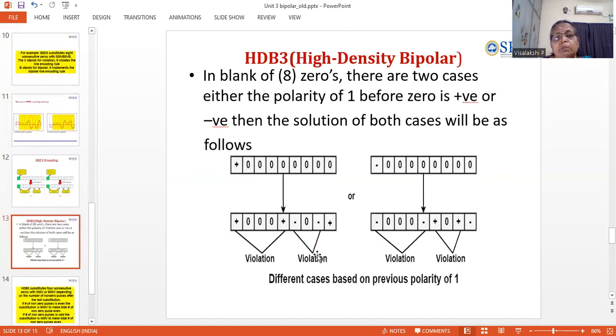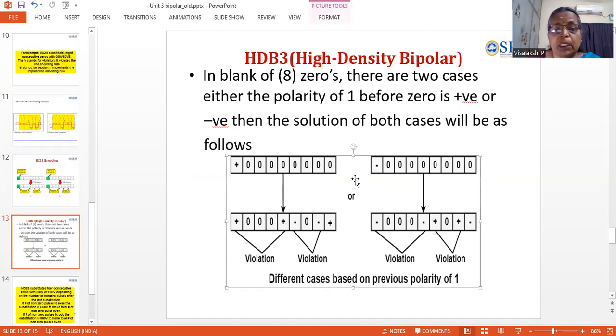Let us take HDB3. HDB3 is the high density bipolar. In a block of 8 zeros, there are two cases, either the polarity of the 1 before the zeros is positive or negative, and then the solution for both cases will be as follows. Let us take an 8-bit value and assume that we take the positive value. The positive value is taken as the polarity, and then the 0 0 0, and then the 1 bit is plus. This is the violation. How is it a violation?